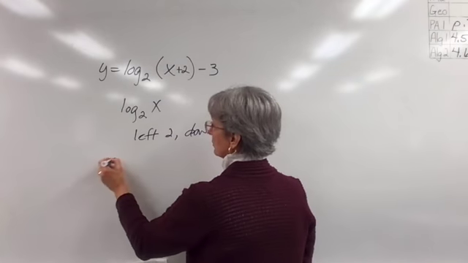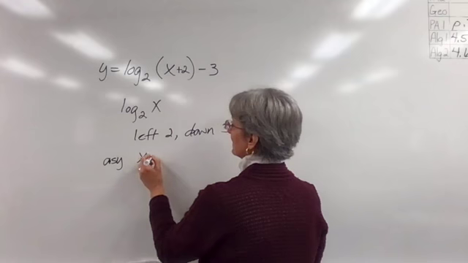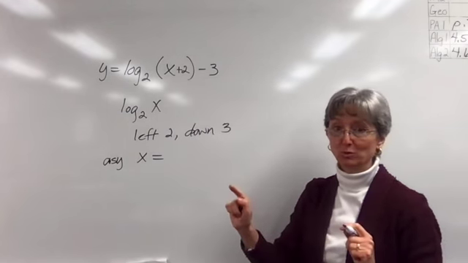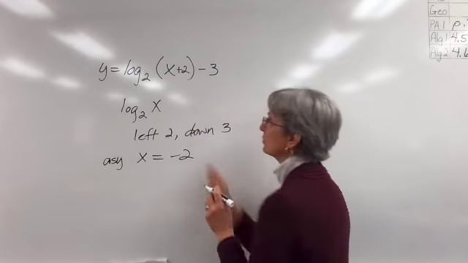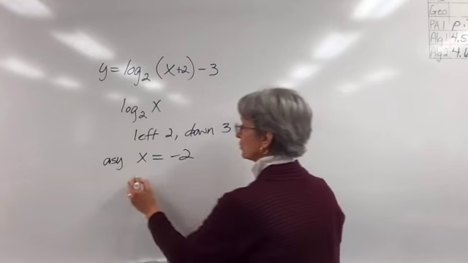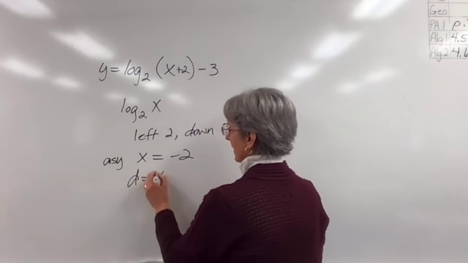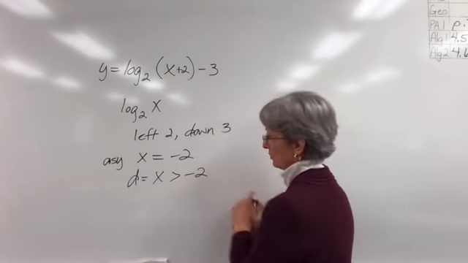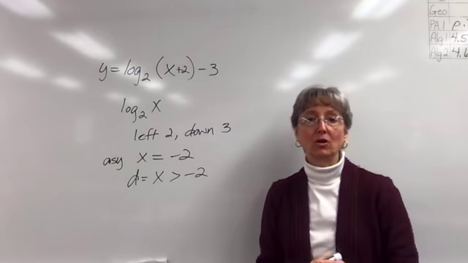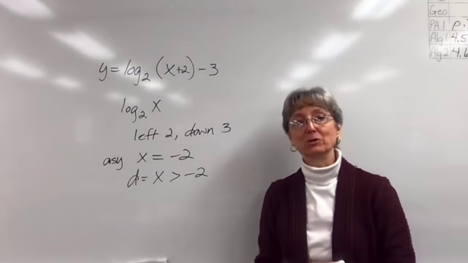What is now our asymptote? So now our vertical asymptote is x equals what? -2. It's whatever would make this equal to 0. That's our asymptote, which means our domain is x is greater than -2. And our range is still all real numbers. And that's how you do it.